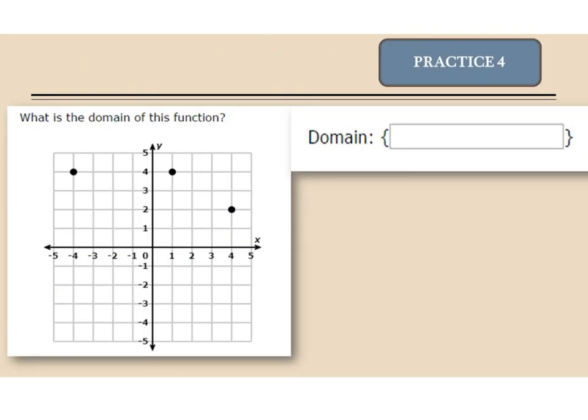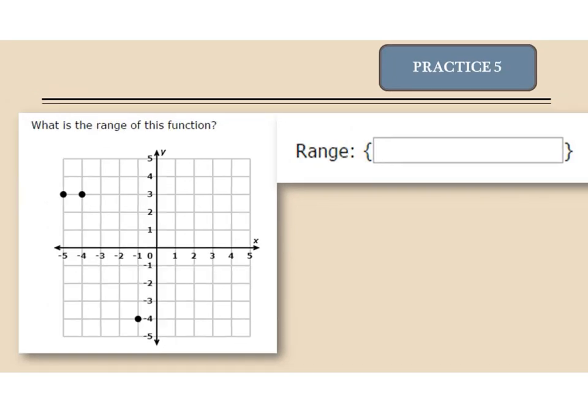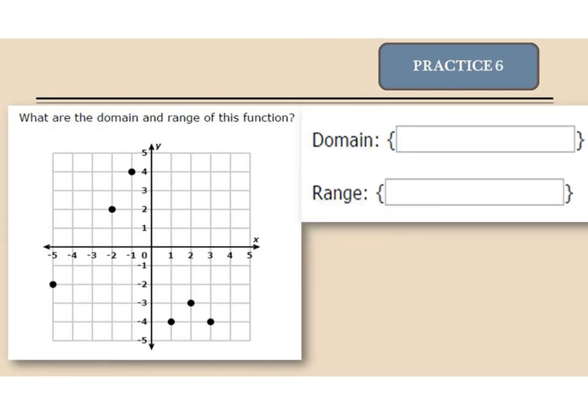What is the domain of this function? Practice 5. What is the range of this function? And finally, practice 6. What are the domain and range of this function?